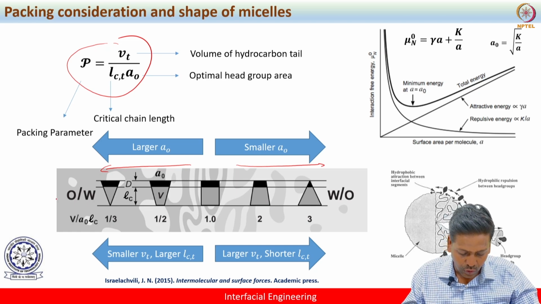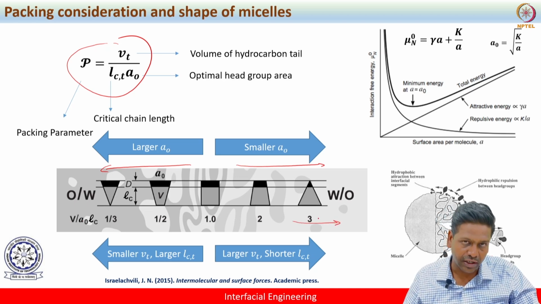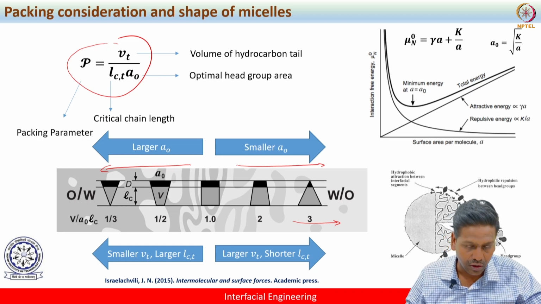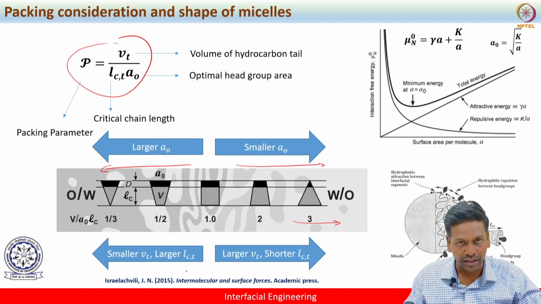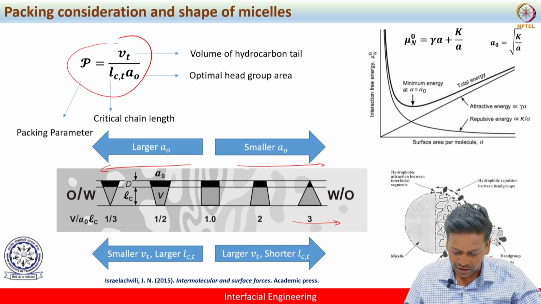In this zone, if you are moving, you will most likely stabilize oil in water emulsion. In this zone, if you are moving, you will most likely stabilize water in oil emulsion. Similar is the case with the other operating parameters like the volume of the tail and critical chain length.